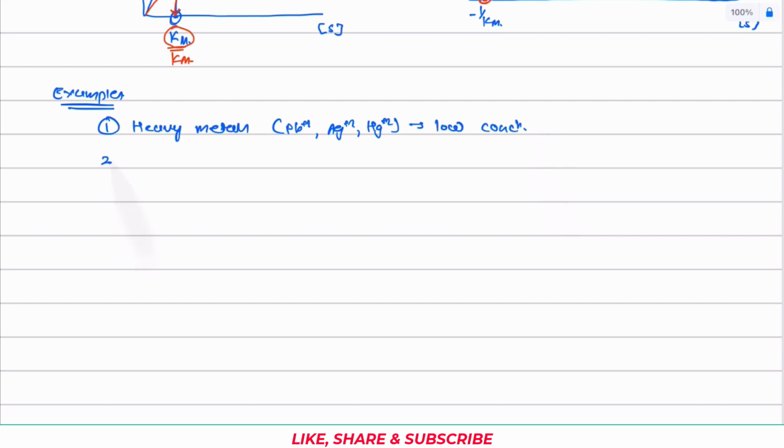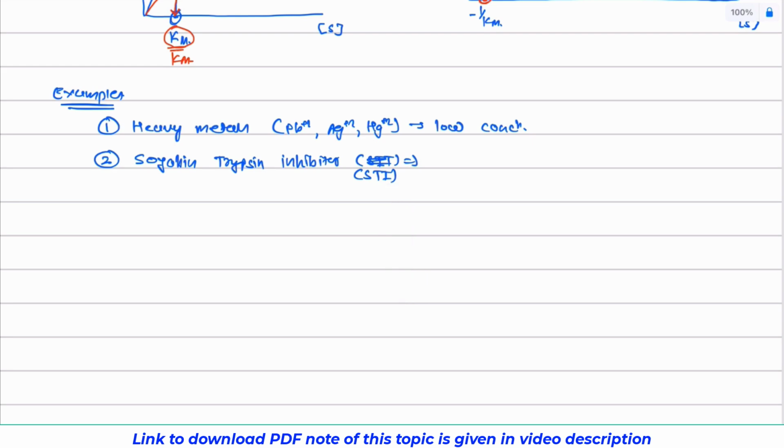The second important example is the soybean trypsin inhibitor, which is also called SBTI. Remember, this soybean trypsin inhibitor is the name of a molecule which is found in the soybean, and it non-competitively inhibits the enzyme trypsin, which is a protein digestive enzyme. So this completes our discussion about non-competitive inhibition, right?